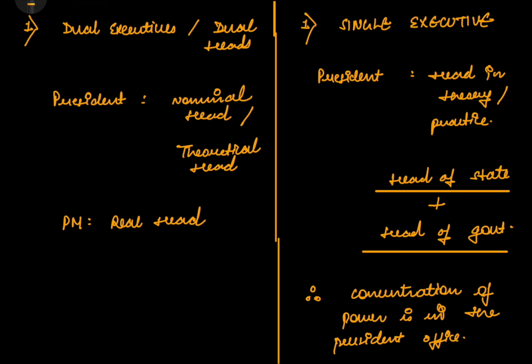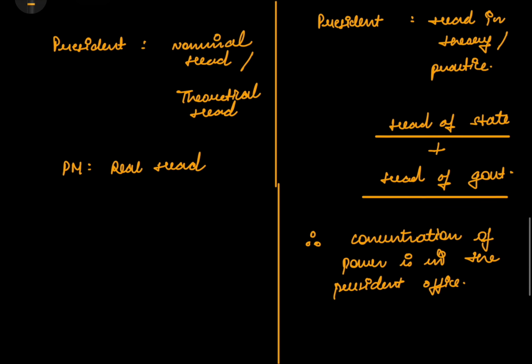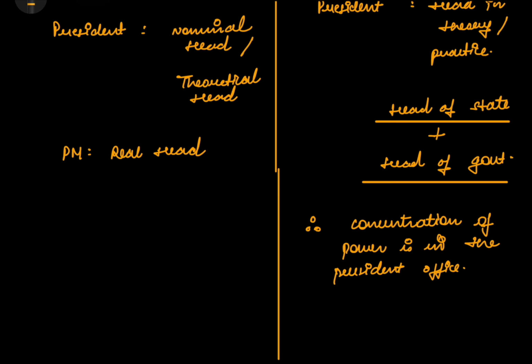But in the parliamentary form of government, that is in India, you see that there are dual heads. One is the president, who is a nominal head, under whom all the executive works take place in the name of the president only. But who is the real head? The real head is the prime minister. So in India, you will find dual heads. But in the US, there is only a single executive, that is the president. He is the head in practice as well as in theory. He is the head of the state plus he is the head of the government as well. Therefore, the concentration of power is in the president's office.